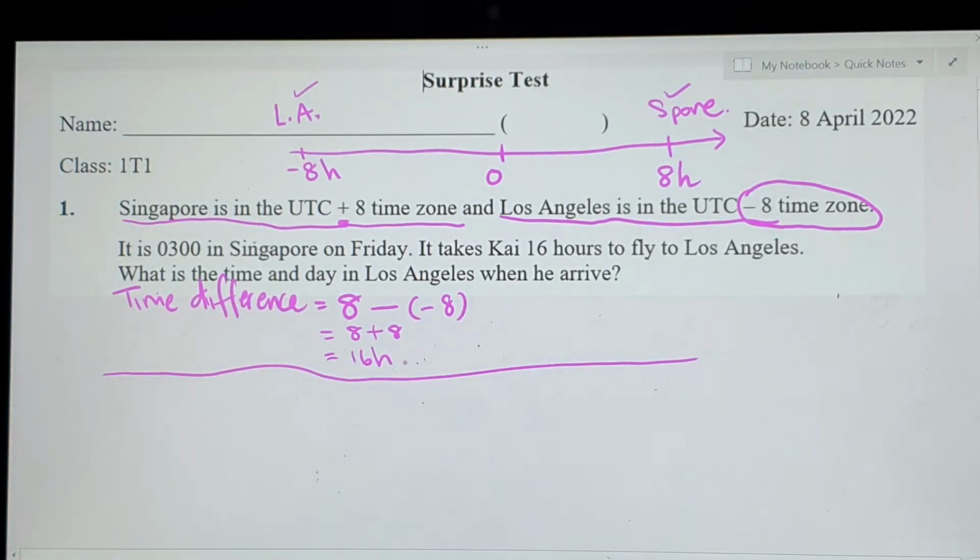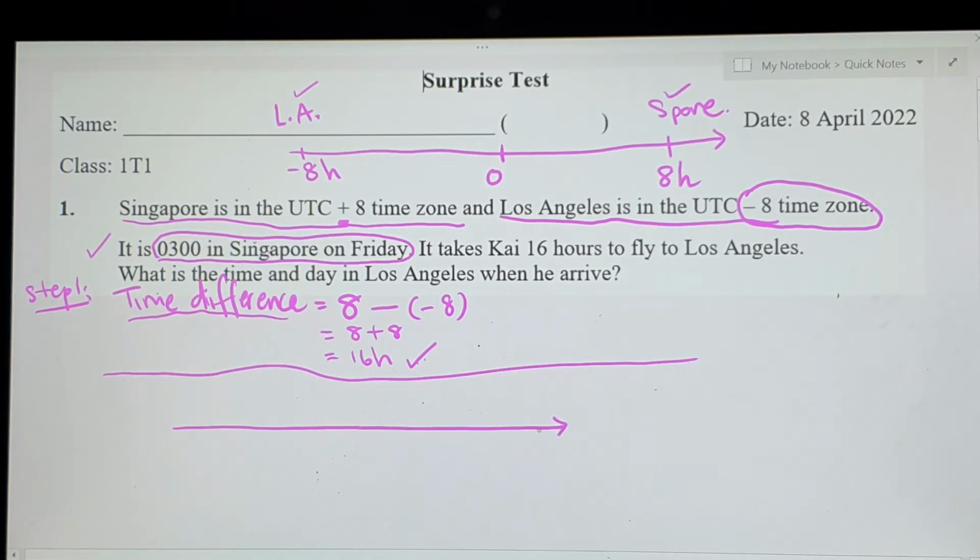Alright, now after you have found the time difference, you can now look at this second part here. They say that it's 3 o'clock in Singapore on Friday. Okay, so I draw a timeline. This is my step 1. Step 1 is to find the time difference. Step 2, you draw a timeline. Alright, so this Singapore 3 o'clock, I put 3 o'clock here, and it's Friday.